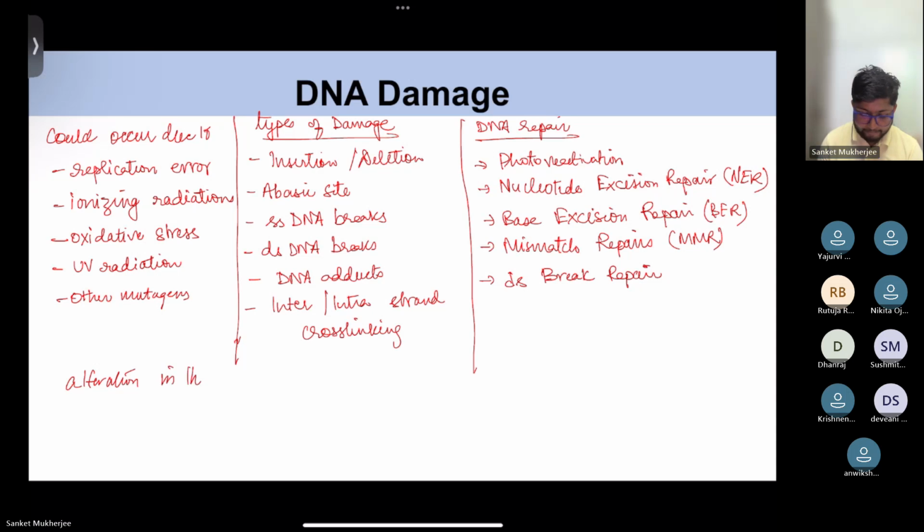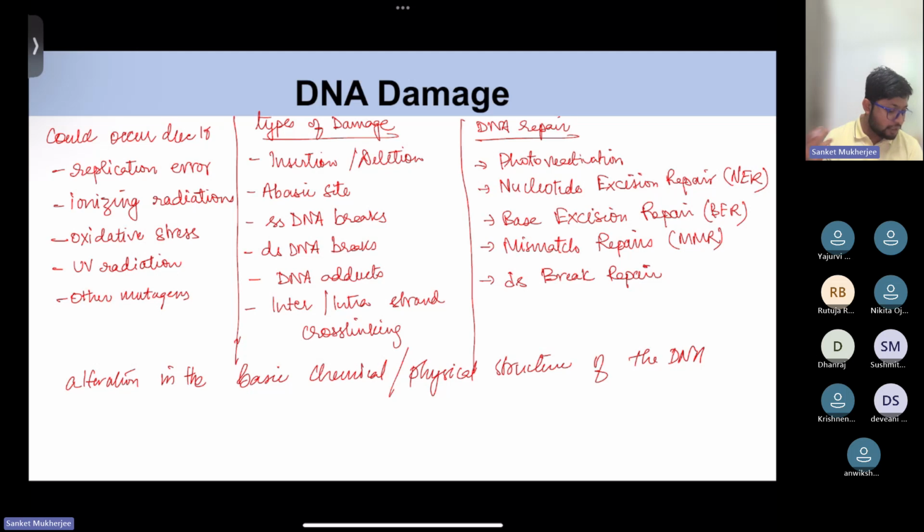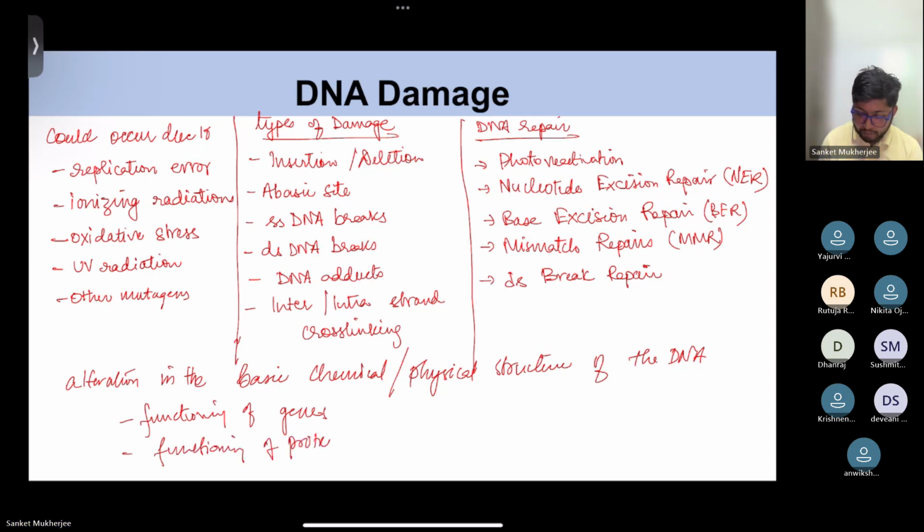in the basic chemical or physical structure of the DNA, which could have further implications which could affect the functioning of genes, or it could also affect the functioning of proteins that are encoded by this gene, right? This is the basic idea.